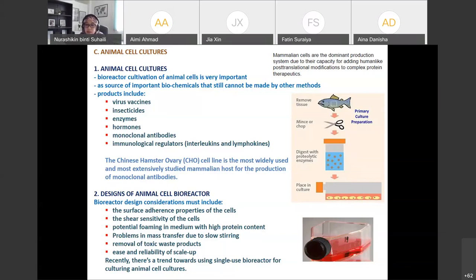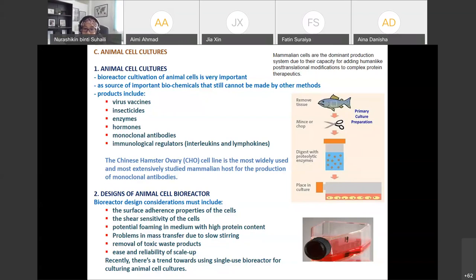Any answer from you guys? It depends on the product that we want, because probably some cells have different metabolic pathways. Okay, correct. Yes, very good. Every organism could give multiple products. I like your answer just now. Okay, thanks for the answer.